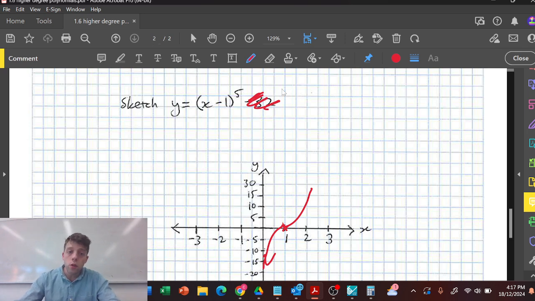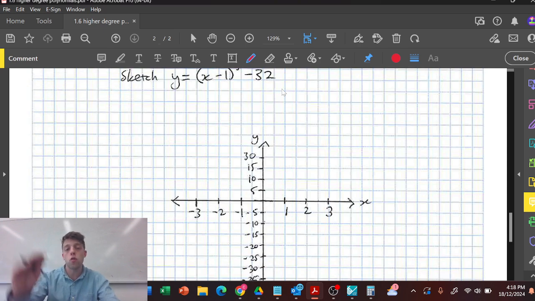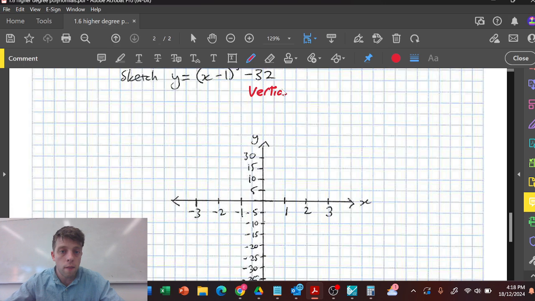In this case, we do have the minus 32 on the end. So what that does is that actually translates this graph downwards. You can think of this here as the vertical translation of this graph. And how that affects things is it's just going to shift the entire graph down 32 units. So where this factor was up here, it is actually going to be down here at negative 32.